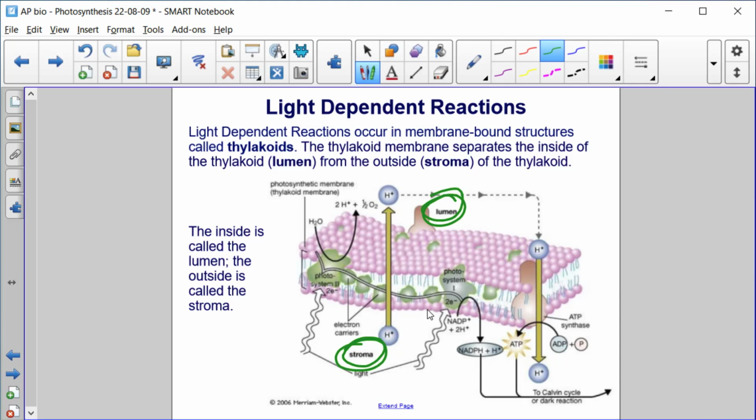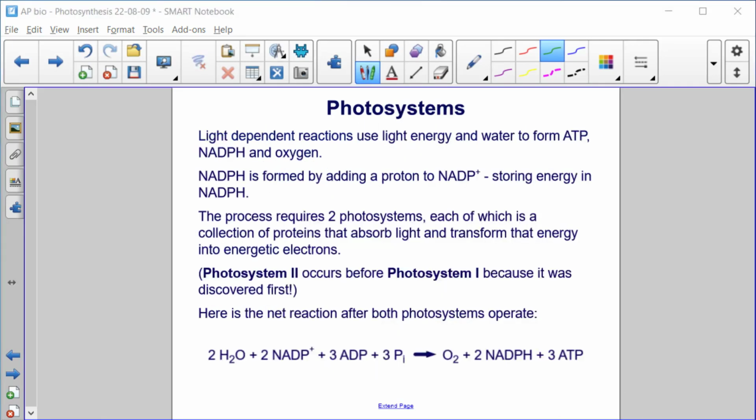And of course, we're producing ATP here and NADPH here. And we're sending those to the second step, the Calvin cycle, or the dark reaction. All right, so let's take a closer look here because we said there were two photosystems. So light-dependent reactions use light energy and water to form ATP, NADPH, and oxygen.